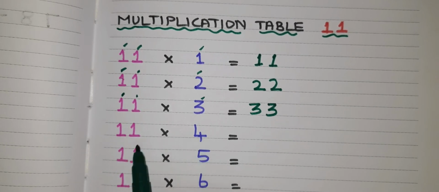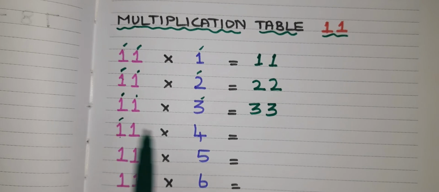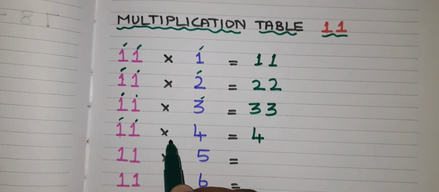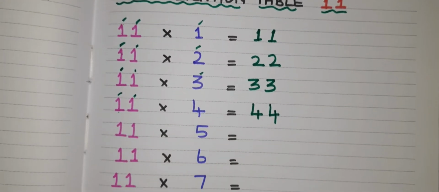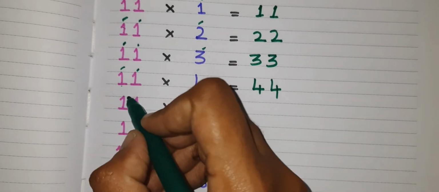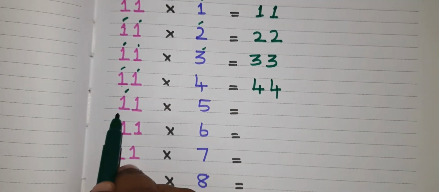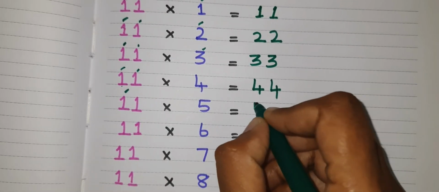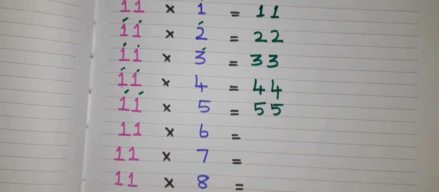You are having 2 ones, so I am multiplying each one with 4. Now, see 1 into 4. 1 into 4 is 4. Next, 1 into 4, 4. 44. 11 into 5 equal to. First take the 1. 1 into 5 is 5. Again next 1 into 5 is 5. That is 55.